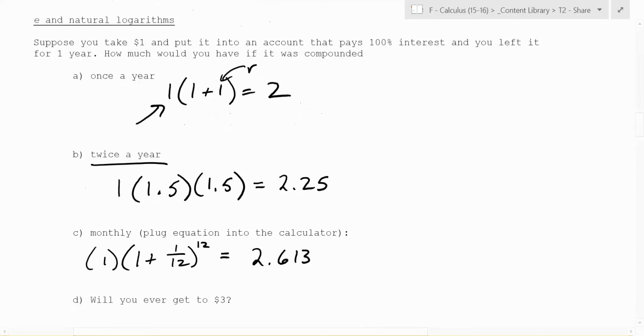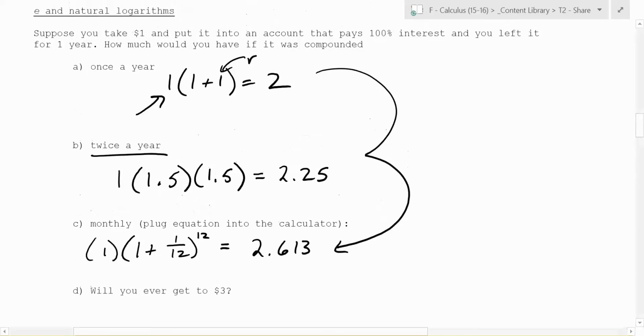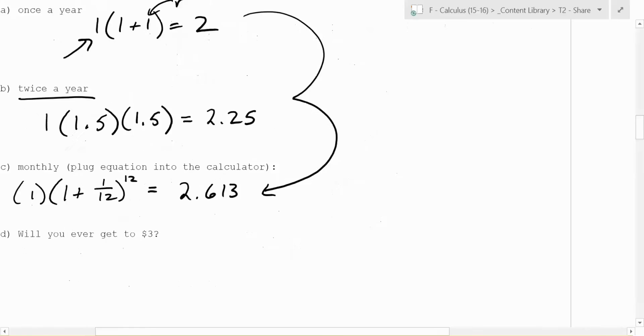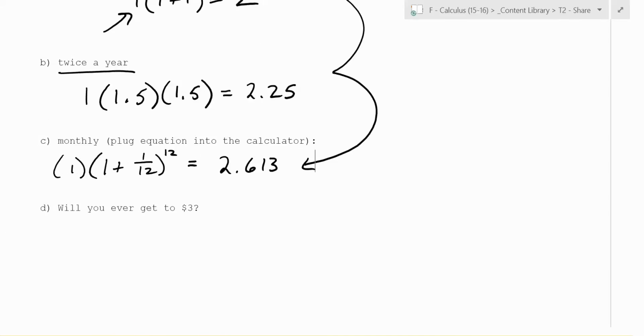What do you notice about these amounts right here? They're getting bigger. So it seems to be if you compound more. We did once a year. We did twice a year. We did 12 times a year. So what would be a natural next progression? We went to monthly. How about we do daily? It doesn't ask us to do that, but can someone tell me what you would punch into your calculator?